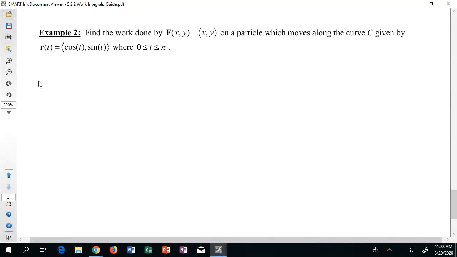Here we're going to take a look at example number 2 and start to get an idea of how we can use that F dot dr definition for work. So here's the idea. I want to find the work done by this vector field on a particle which moves along the curve C, which is given by this vector function.